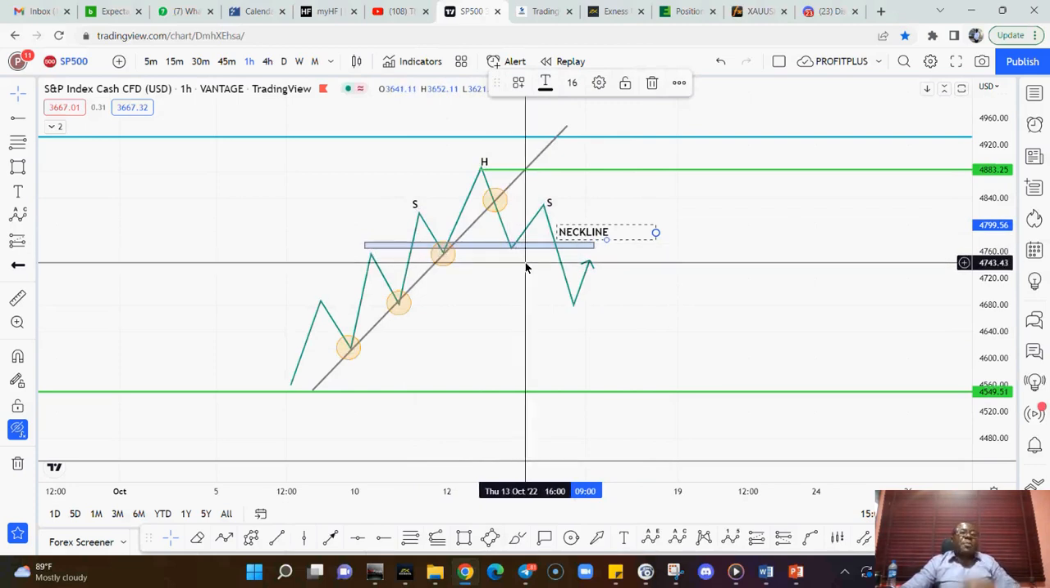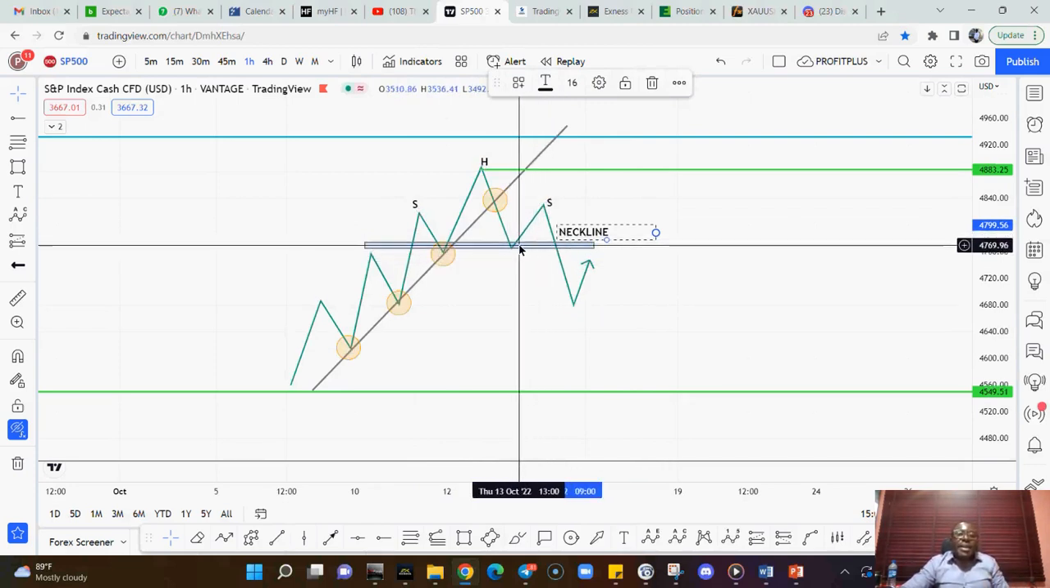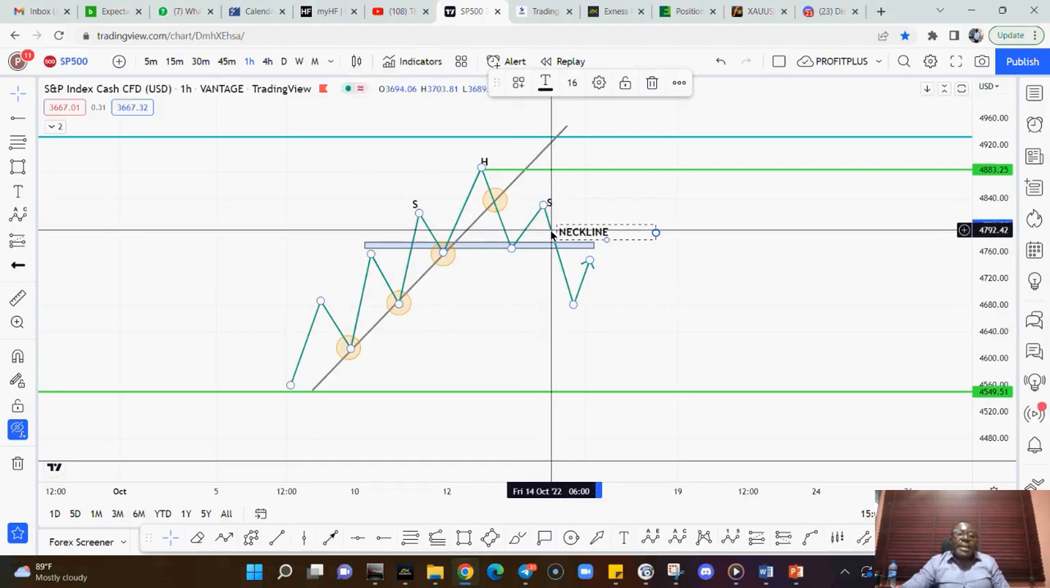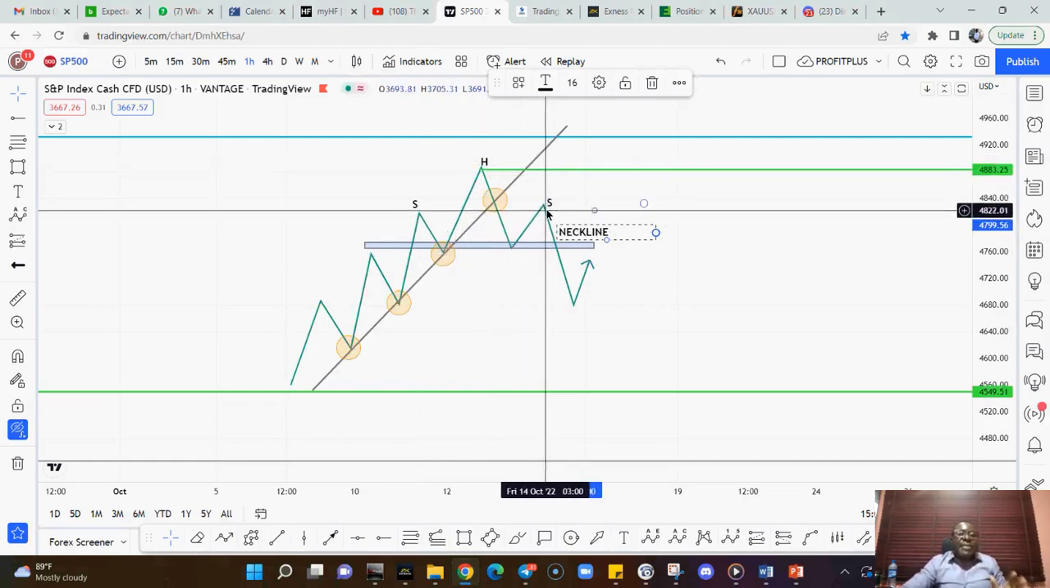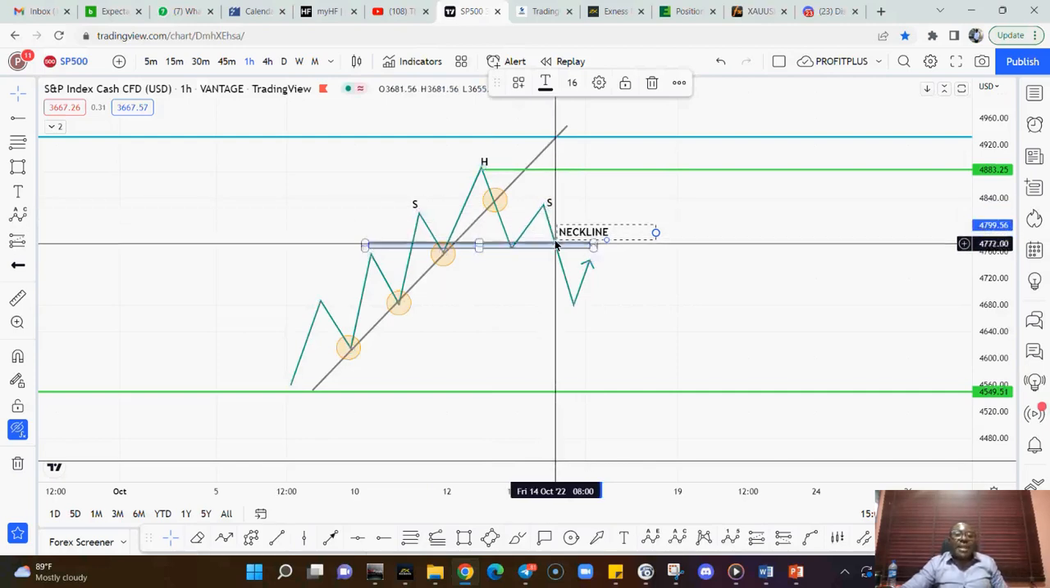Now here is the neckline. This neckline must be broken. The break of the neckline, you can see when this thing has come up and is somewhere here, you are not doing anything, you are still waiting because the conditions are not complete. One of the conditions that you must have is the left shoulder, the head and the shoulder come, and price begins to fall.